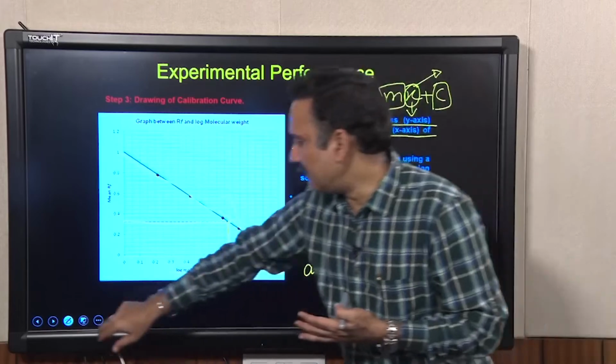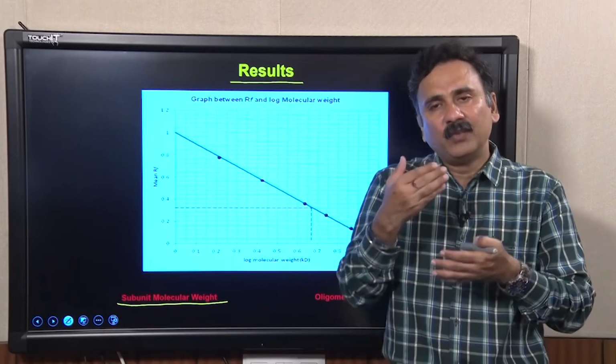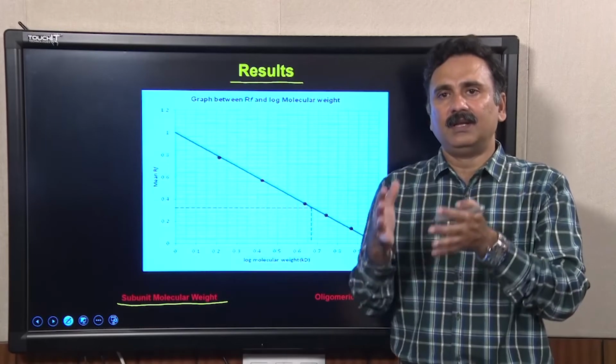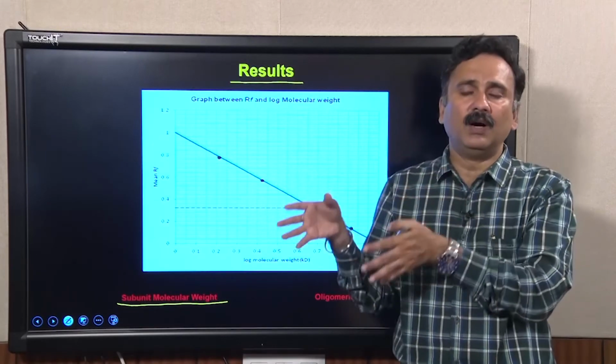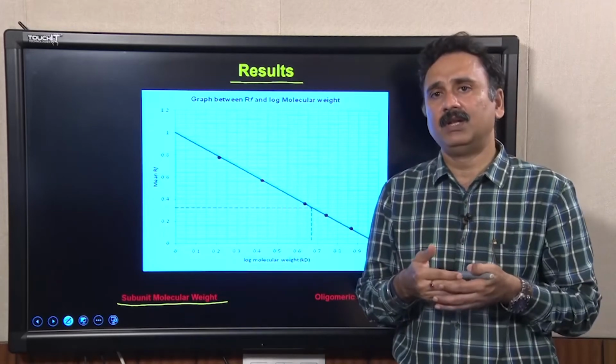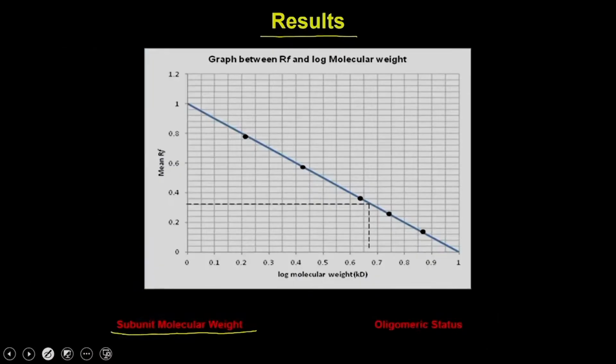What you can also combine with this analysis is that, if you determine the subunit molecular weight, but you are interested in exploring the oligomeric status of this particular protein, then you can run similar proteins onto a native PAGE, and then you can determine the oligomeric status, which we are going to discuss in the next slide.